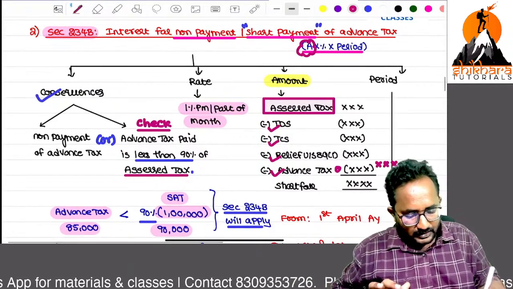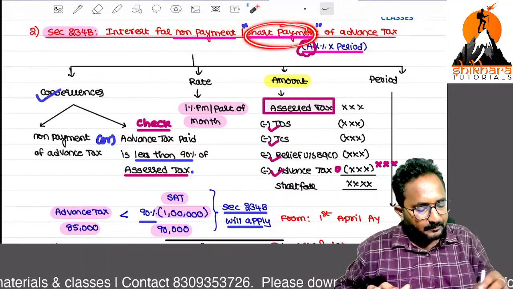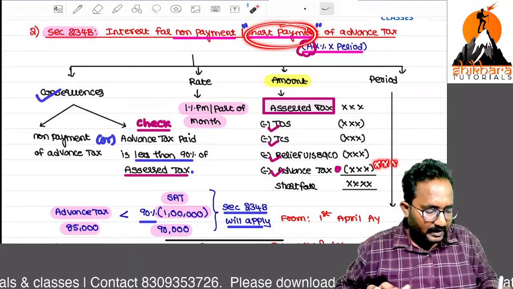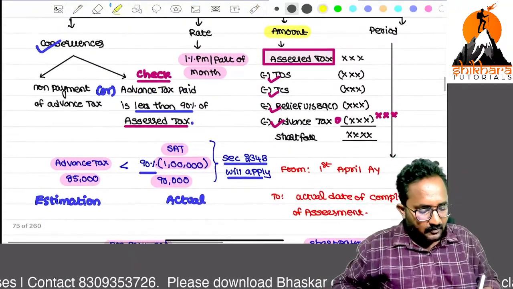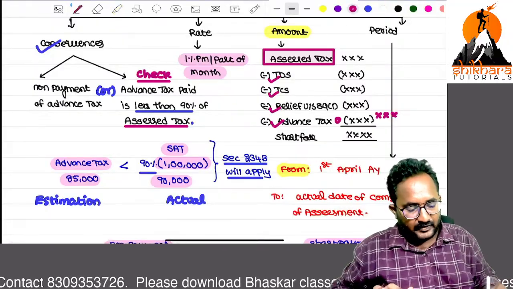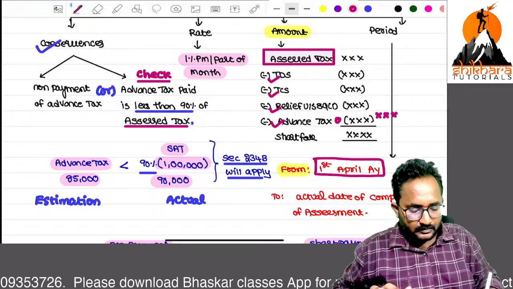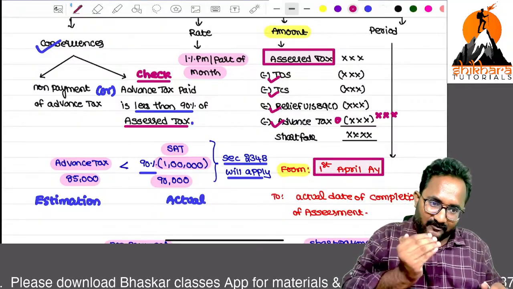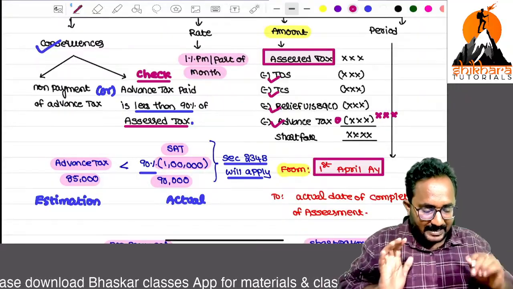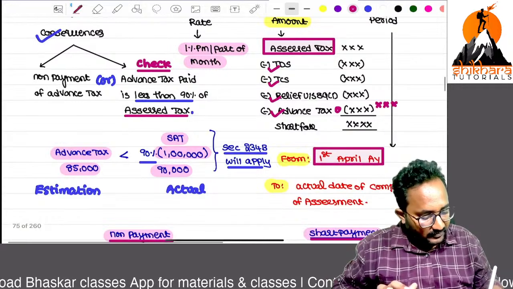Important, ma? In case of non-payment, what is that amount? You can put 0. In case of short payment, whatever amount you paid, you can reduce it. So the period is always the same, ma? From the next day of the previous year, that means the first day of the assessment year, because you can pay the advance tax up to the last day of the previous year. After the expiry of that day, you can compute the interest up to the completion of assessment.